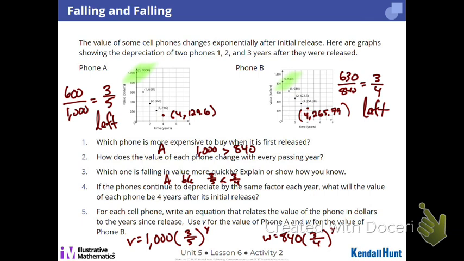Once you write your function, you can always check it by putting in a number. Like put 3 in for years, see what you get. If you put 3 in, you better get a 216, and you better get a 354.38. All right? You can always check your functions.